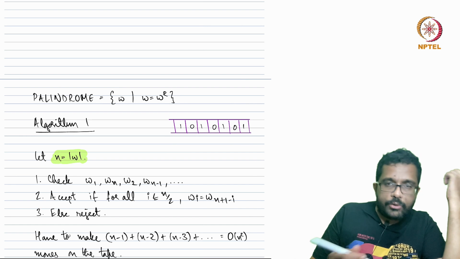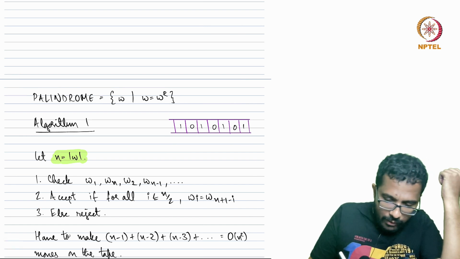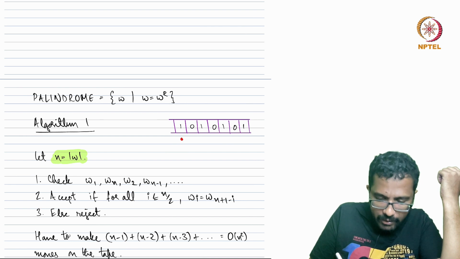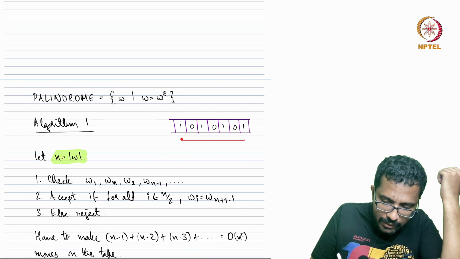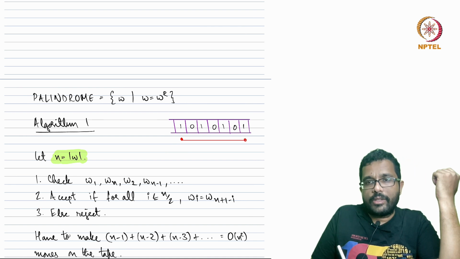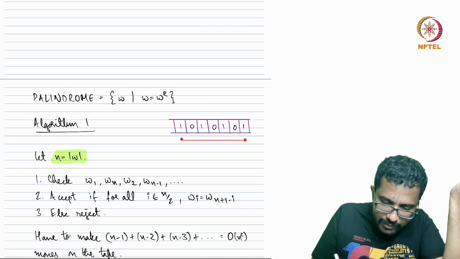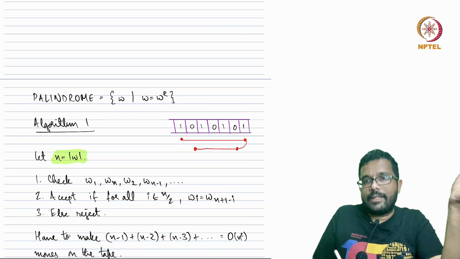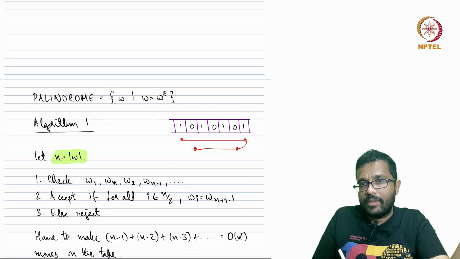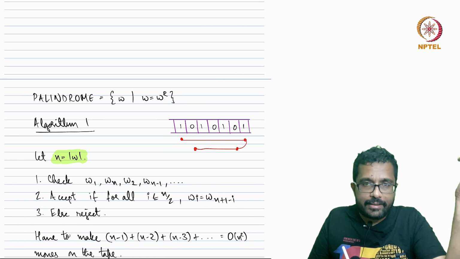To check that this is a palindrome, what you can do is the following. You read the first symbol, and then go to the last symbol and see whether they are the same. If they are not the same, you can immediately reject. If they are the same, now you can look at the second last symbol and then come to the second symbol from the left and check whether they are the same. If they are the same, then you continue. If they are not the same, you reject.